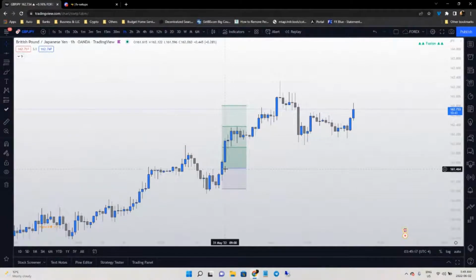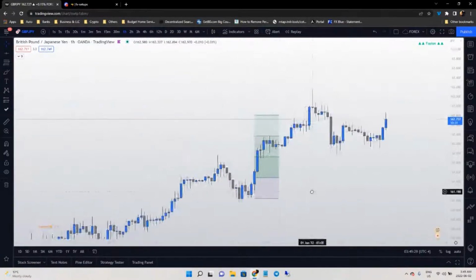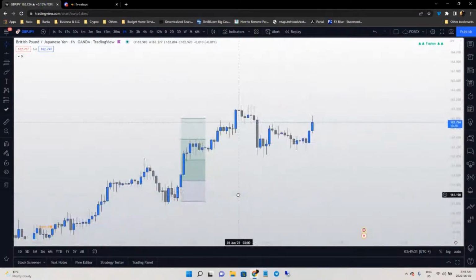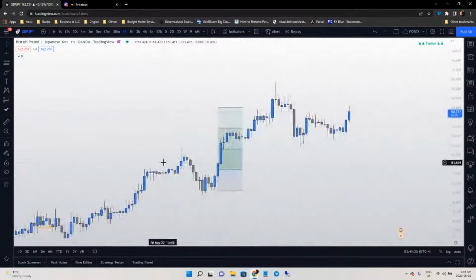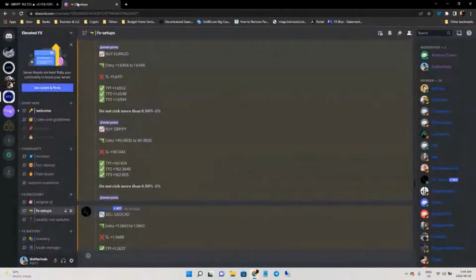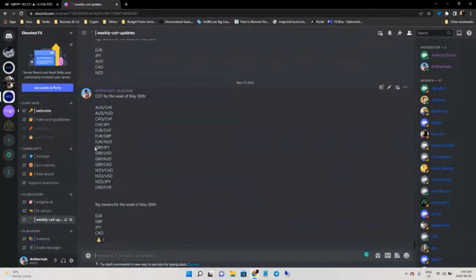I think I only took 2 trades this week, if I remember, 2 or 3 trades, and this is the one that gave me, I think, almost 2 or 3% up on my account, and I'll explain to you why I took it. So my thought process here was, okay, I complete my commitment of traders, my COT. I look at the pairs to look at.